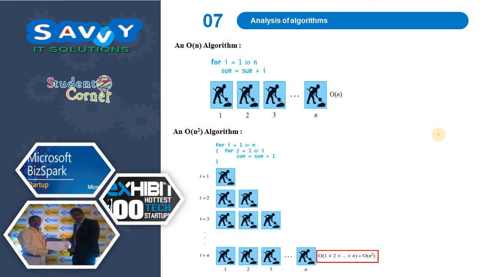Similarly, order of n indicates a single loop, and it will be ascending like this. Order of n square uses two for loops: for i is equal to 1 to n and for j is equal to 1 to i. So the first one is this, and like this, this is also order of n square.